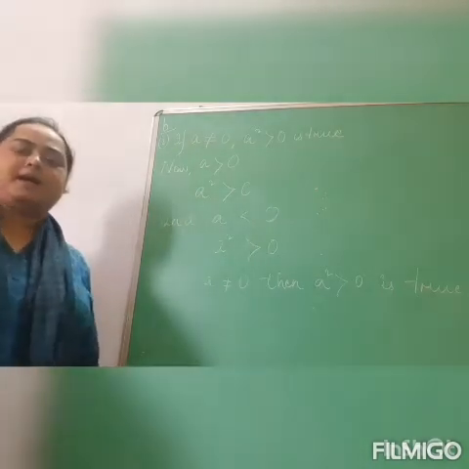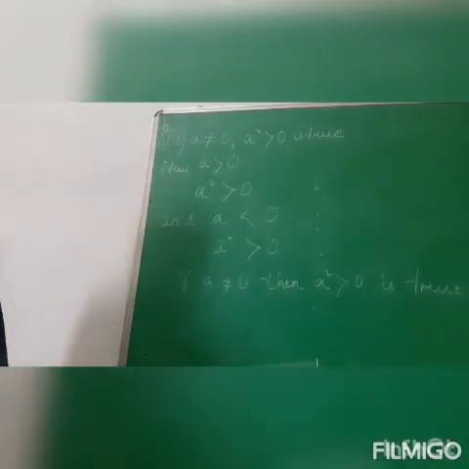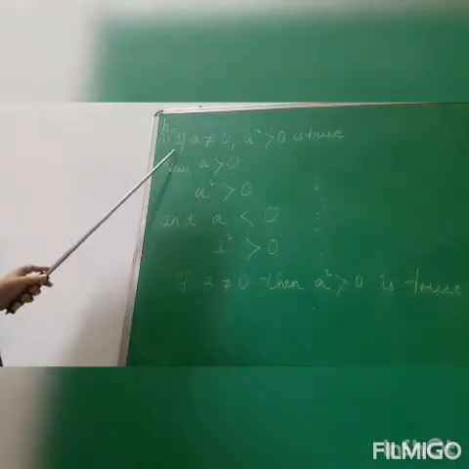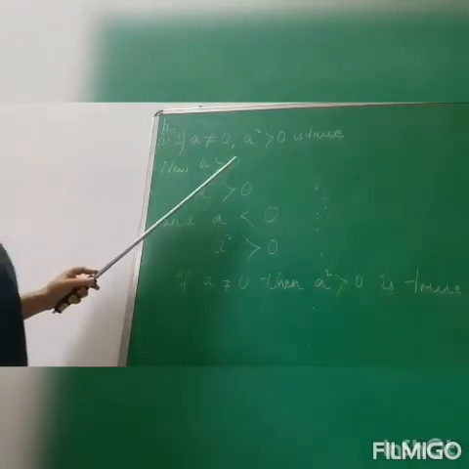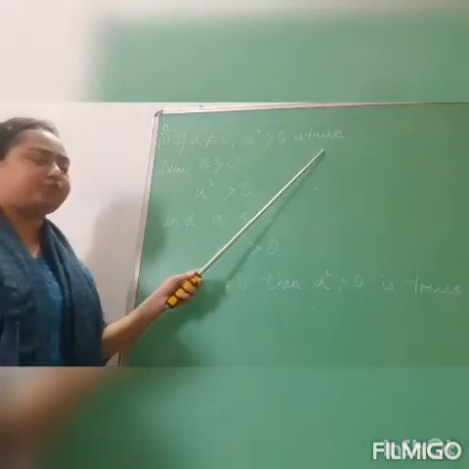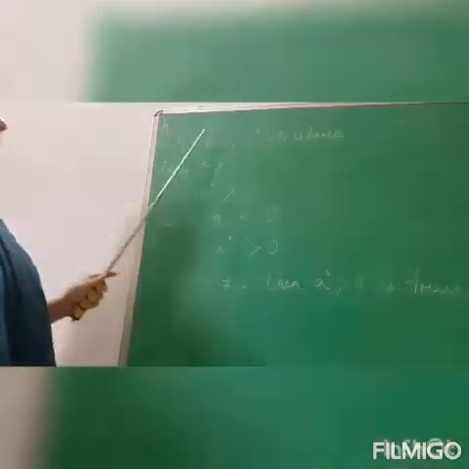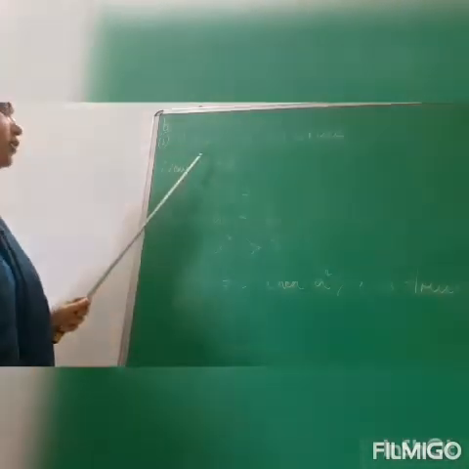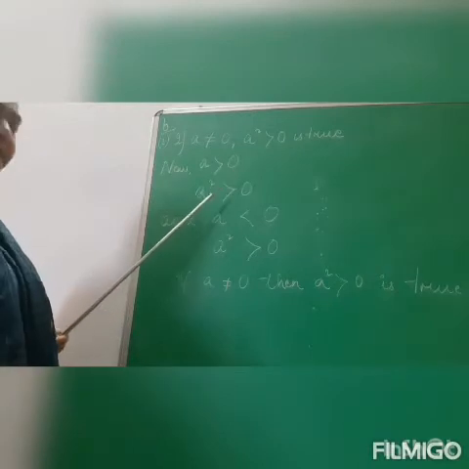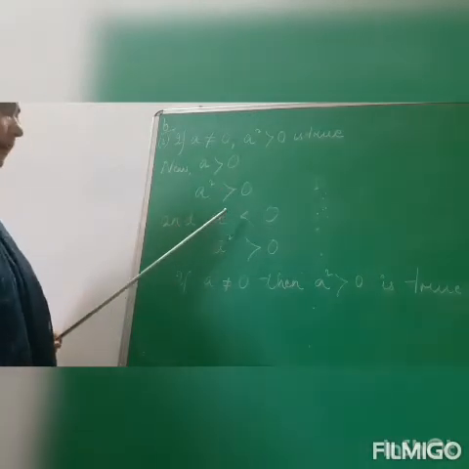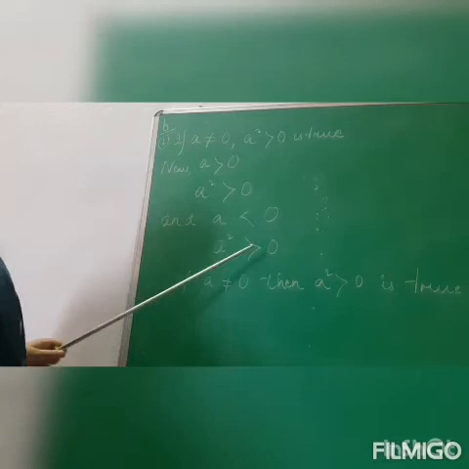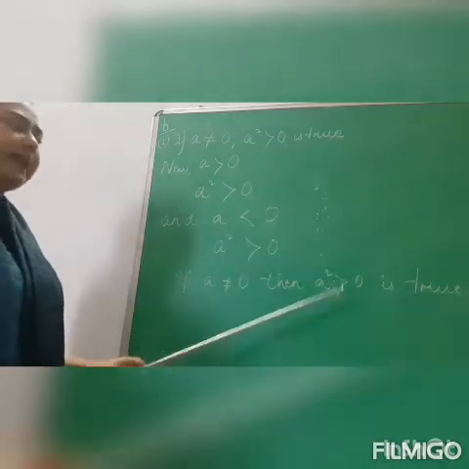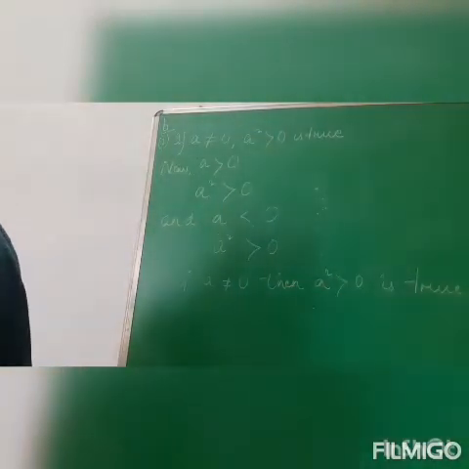Hello students, today we will start with the rest of the sums from exercise 5.1. See here number B, number 1. The question is: if a is not equal to 0, then a² greater than 0 is true. Now a is not equal to 0, that means either it is greater than 0 or less than 0. So if a is greater than 0, a² is also greater than 0. And if a is less than 0, then also a² is greater than 0. Therefore, I can say that if a is not equal to 0, then a² greater than 0 is true.